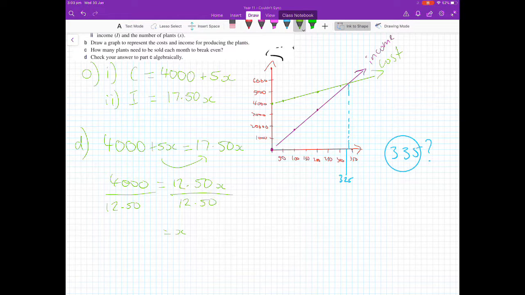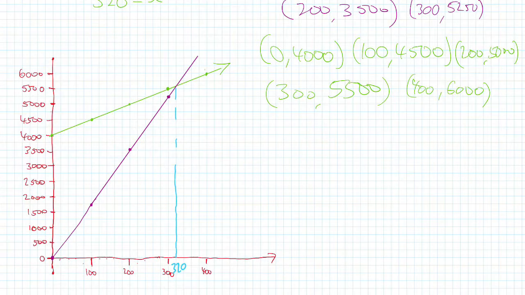So our answer in our graph is a little bit off. Let's see if we can work out where we went wrong. Alright, here's one I prepared earlier. Ta-da! And you'll notice it actually is sitting at the 320 because I graphed it better.